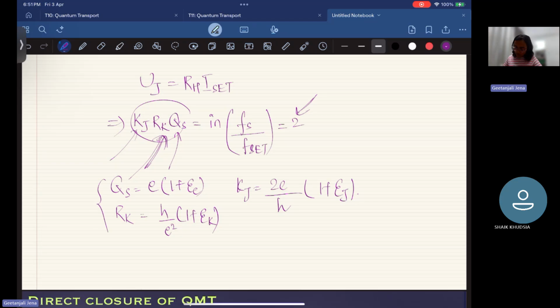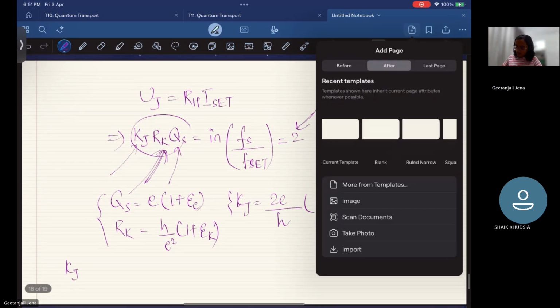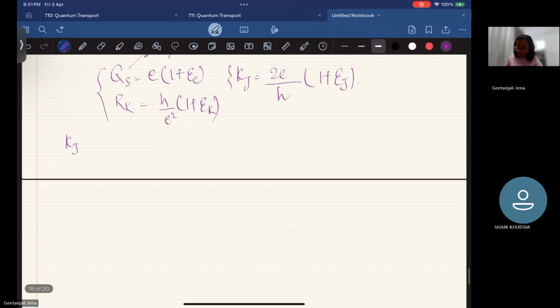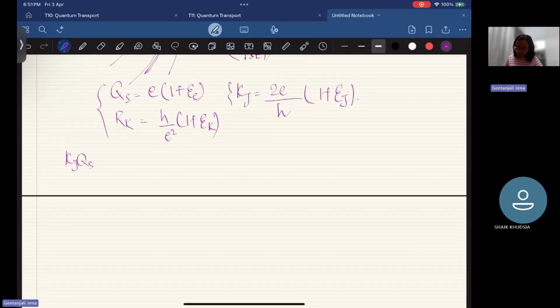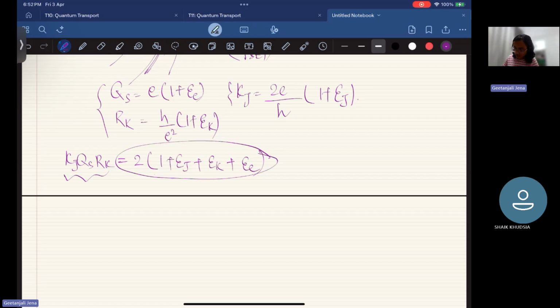So that means if you take the product of this AJ, US and RK, this should be equal to 2, 1 plus epsilon J, epsilon K plus epsilon E. This is the product we have expressed in terms of this.